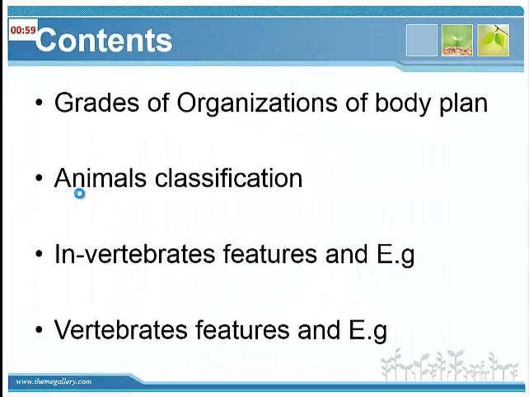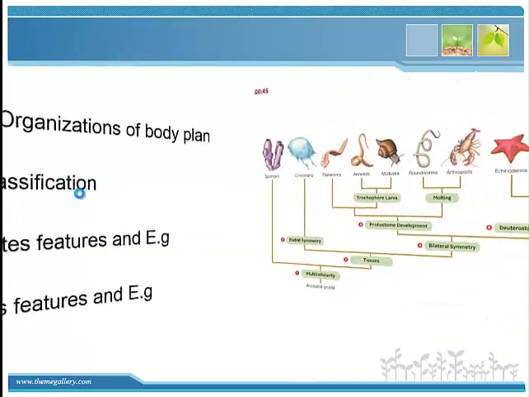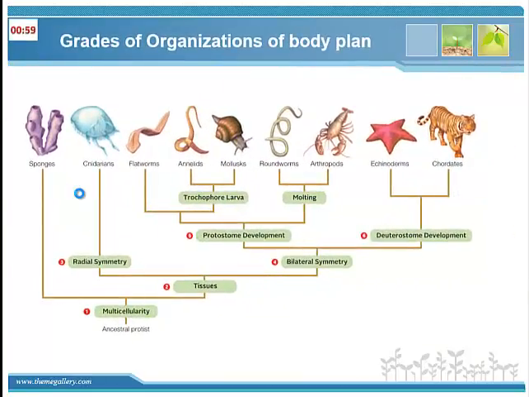Today I'm going to explain to you these things: the grades of organization of body plan, and animal classification, where the subtopics are invertebrate features and examples, and vertebrate features and examples. Now, the overview of classification.